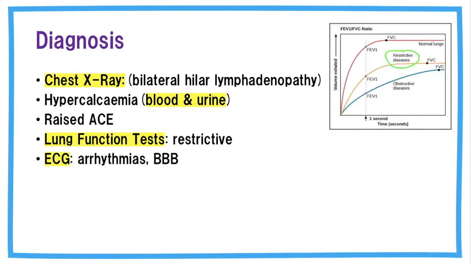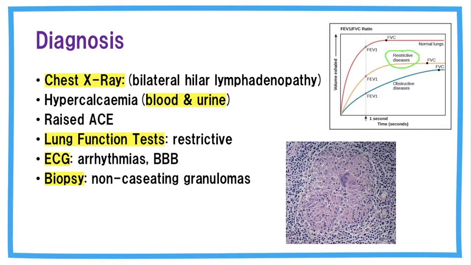In a tissue biopsy, you'll see granulomas as we saw earlier, but in sarcoidosis specifically, these granulomas are what we call non-caseating, which means in the centre here, they're full of macrophages and multinucleated giant cells, rather than the necrotic, cheese-like tissue that you'd find in a caseating granuloma caused by tuberculosis, for example.